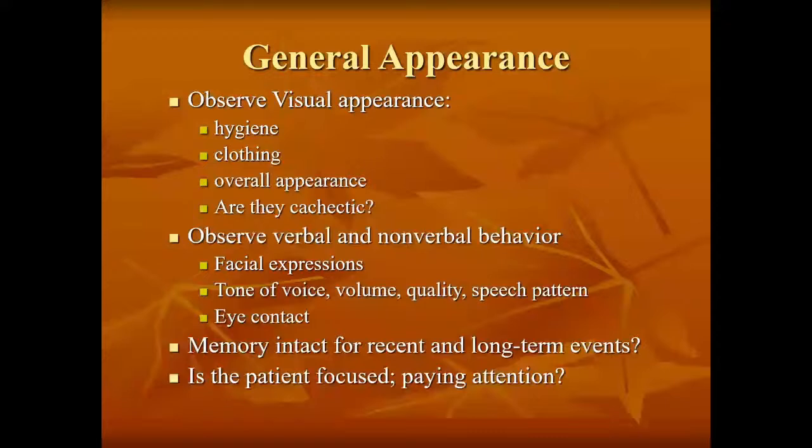Observe their verbal and nonverbal behavior, simple things like facial expressions, their tone of voice. Do they have a weak tone of voice? Is their speech garbled? Can they communicate with you? Are they able to make eye contact? Things like strokes, encephalopathy, even psychiatric illnesses. Some of these patients that are altered can't even make eye contact with you. So that tells you a lot. Quickly, is their memory intact for recent events, long-term events, and can they be focused? Can they have your attention fixed on something, or are they all over the place, with tangential speech, and they're not making sense? You get a lot of information just from these things.